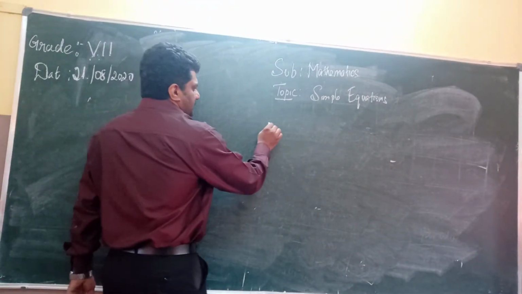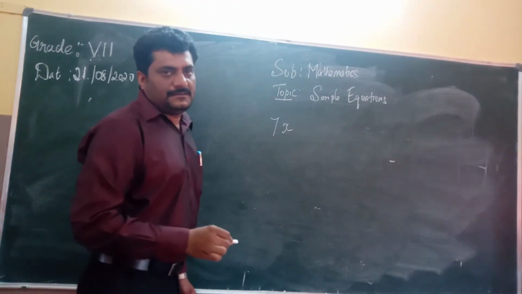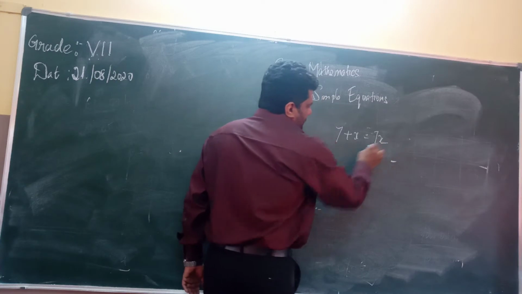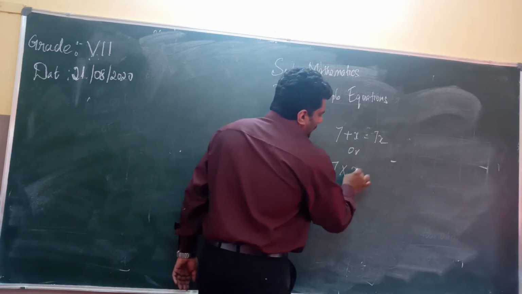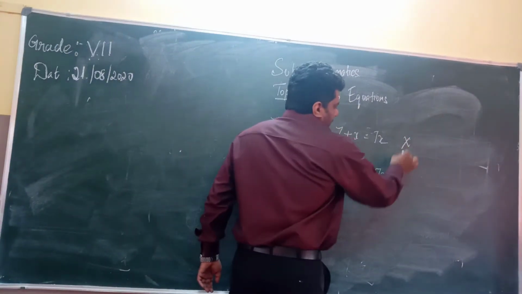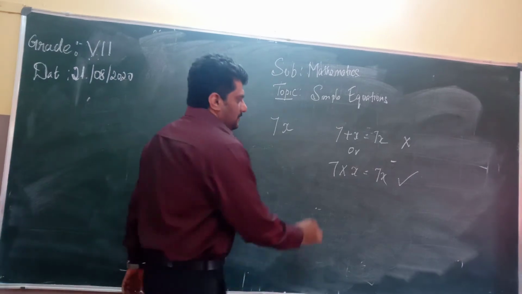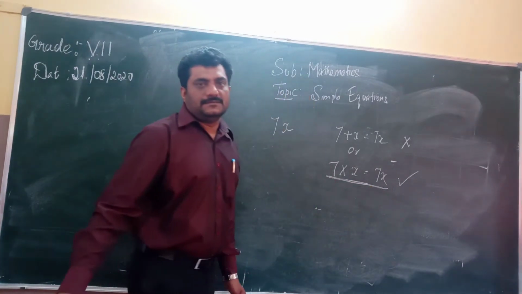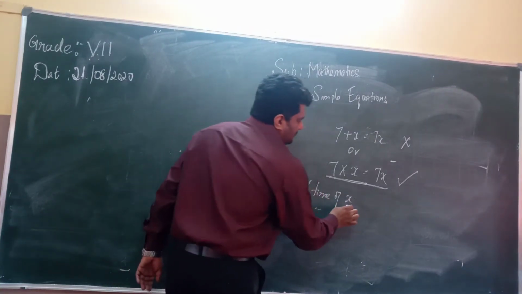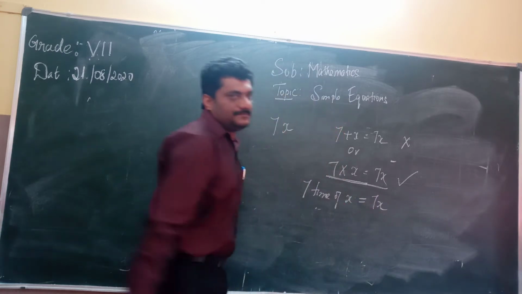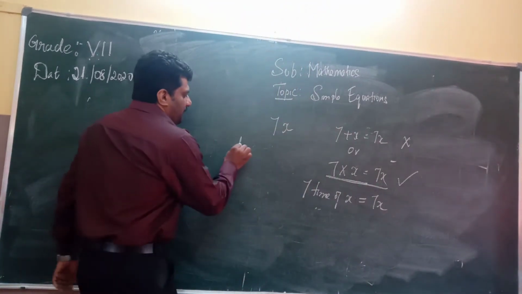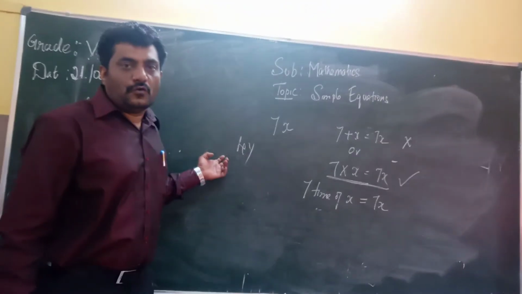Now if I write 7x, 7 plus x is equal to 7x, or 7 into x is equal to 7x. Which one is true in this? This is incorrect. This is true. How do you write this in words? Can I write 7 times x equal to 7x? 7x is nothing but a multiplication. When I say 4y, this is nothing but 4 times y.